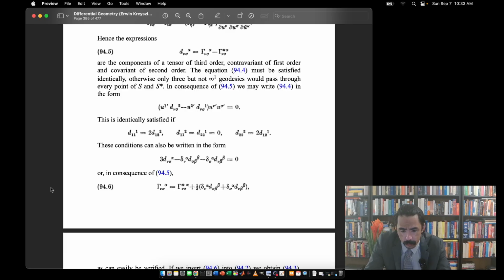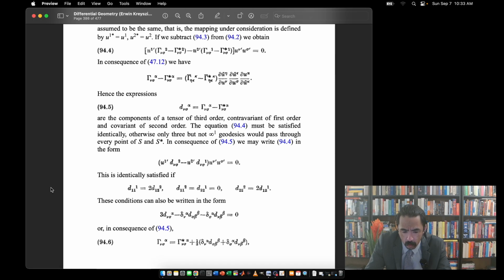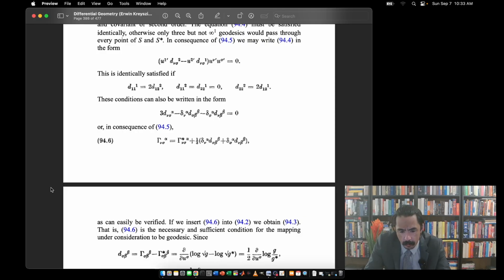In consequence of the expression for d sub nu sigma superscript alpha, we may write expression 94.4 in the form quantity u1 prime times d sub nu sigma superscript 2 minus u2 prime times d sub nu sigma superscript 1 close quantity times u nu prime times u sigma prime is equal to 0. This is identically satisfied if d sub 1 superscript 1 is equal to 2 times d sub 1 superscript 2. Furthermore, if d sub 1 superscript 2 is equal to d sub 2 superscript 1 is equal to 0, and d sub 2 superscript 2 is equal to 2 times d sub 1 superscript 1.